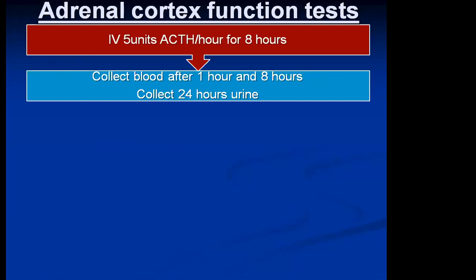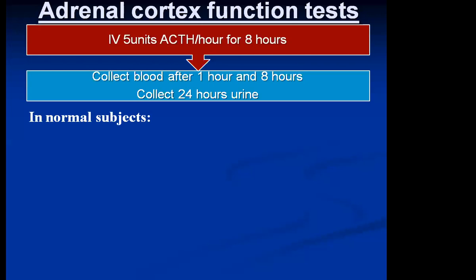There is one more test known as the ACTH test. In this test, 5 units of ACTH are given intravenously per hour for how much duration? For 8 hours. Then you have to collect blood after 1 hour and after 8 hours. You also need to collect 24-hour urine. Now here we are giving ACTH intravenously. So normally, what do you think will happen to the cortisol level or any other adrenocortical levels? Normally, there should be an increase in the secretion or the levels of all these hormones. So let us find out how to interpret this test.